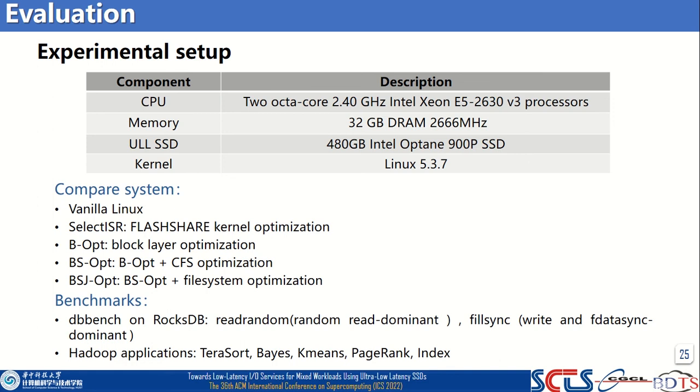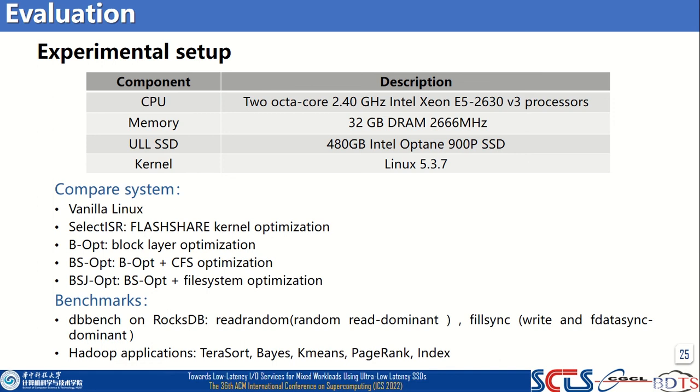We evaluate the proposed techniques by co-running a latency-sensitive application and a throughput-oriented application. For the latency-sensitive application, we use RocksDB. It stores a 40 kilobyte dataset with 4 byte keys and 4 kilobyte values. We use DBench to generate read random and FuseSync workloads. The workloads send 2,000 requests to RocksDB per second.